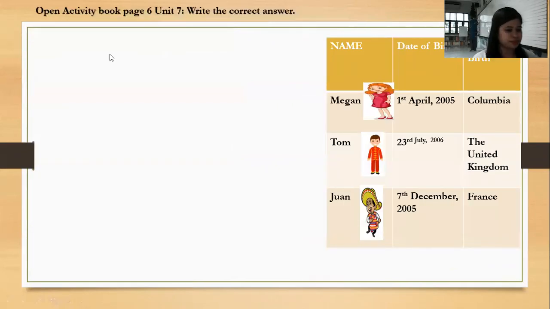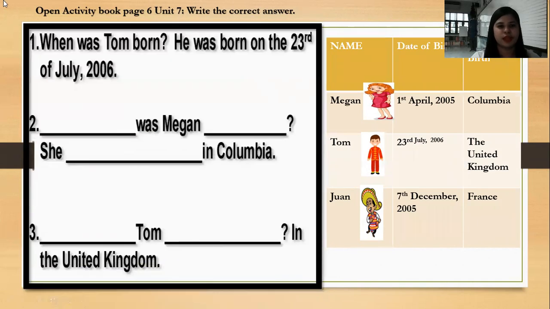Activity. Go to page 6, unit 7. Okay, unit 7. Number 1, example. When was Tom born? He was born on the 23rd of July. When was Tom born? He was born on the 23rd of July.